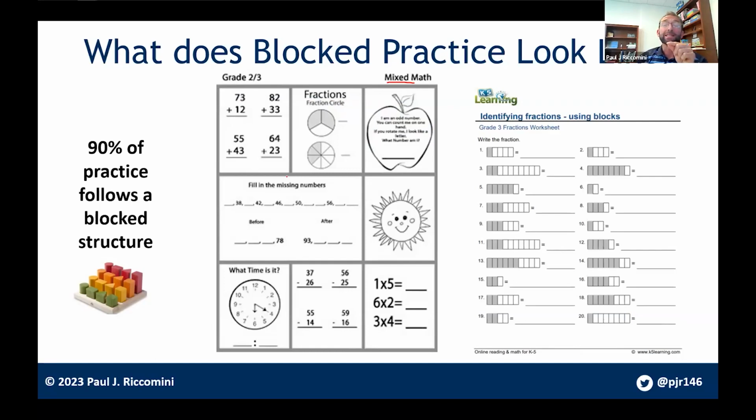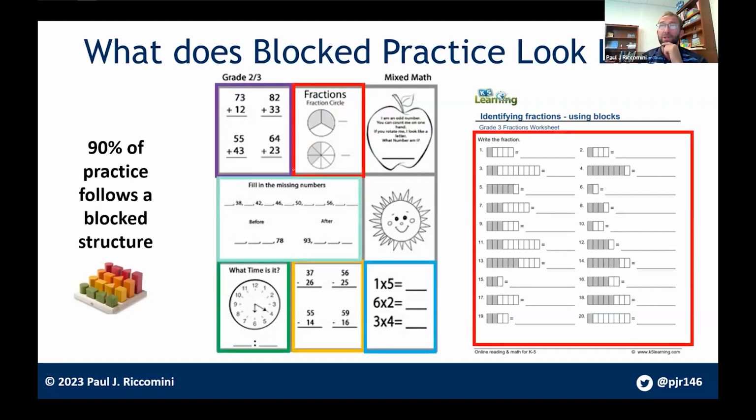But we're looking at the structure. And what you see here in this structure is they have organized the problems by type. So here are 4 addition problems. Here are 2 fraction problems. Here are both missing numbers. There's a sun for happiness. 1 telling of time, and then some subtraction and some multiplication problems. So this is block. Now this is the A, B, B, C, C, D, E, F, F. All right, so that would be that structure.